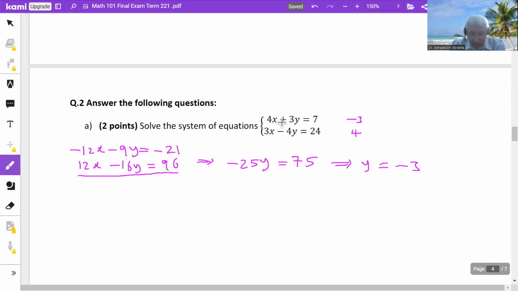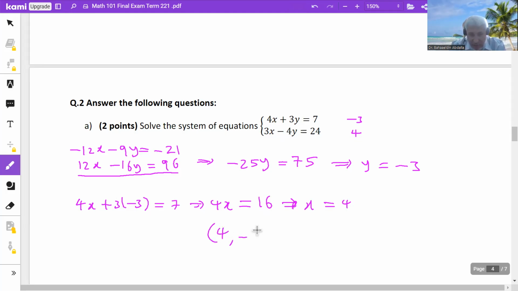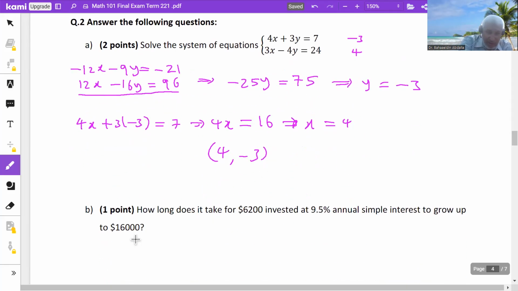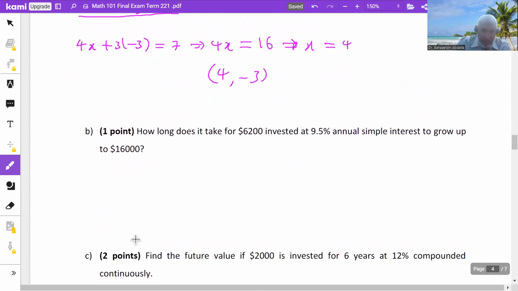And then I can use either the first equation or the second equation. For example, if I use the first equation, 4x plus 3 times y, and I found out that y is negative 3, equals 7. So 4x would be, this is negative 9, if you take it to the other side, it would be 9 plus 7, it would be 16. Then x would be 16 over 4. So the answer is 4 and negative 3. And of course, you can check your answer using the calculator to make sure that this is the correct answer.